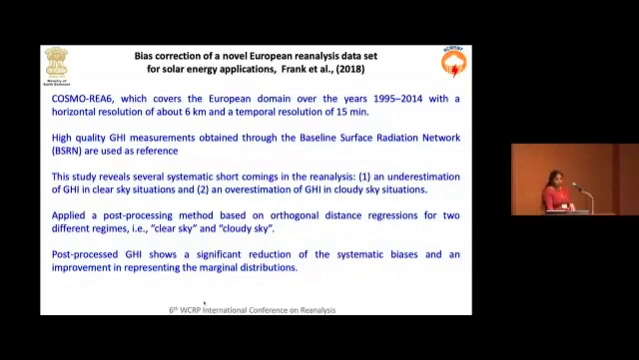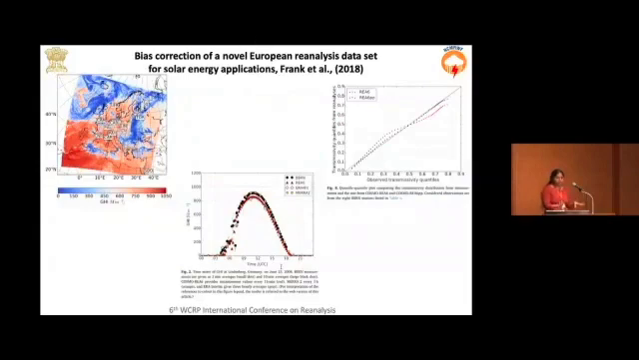And what they found is the shortcomings in the reanalysis: underestimation of GHI in clear sky conditions and overestimation of GHI in cloudy conditions. They also applied a post-processing method based on orthogonal distance regression for two different regimes, that is, clear sky and cloudy sky. After the post-processing, the post-processed GHI shows a significant reduction in the systematic biases and improvement in representing the marginal distribution.